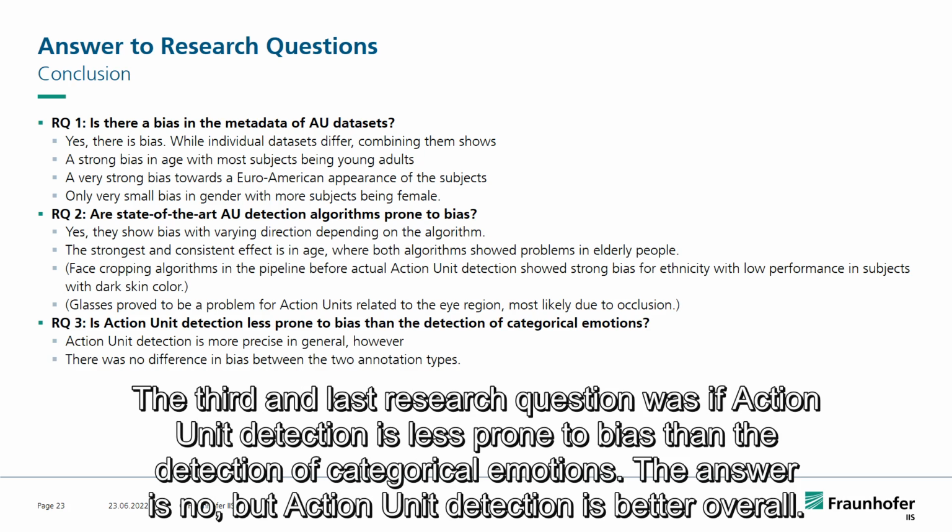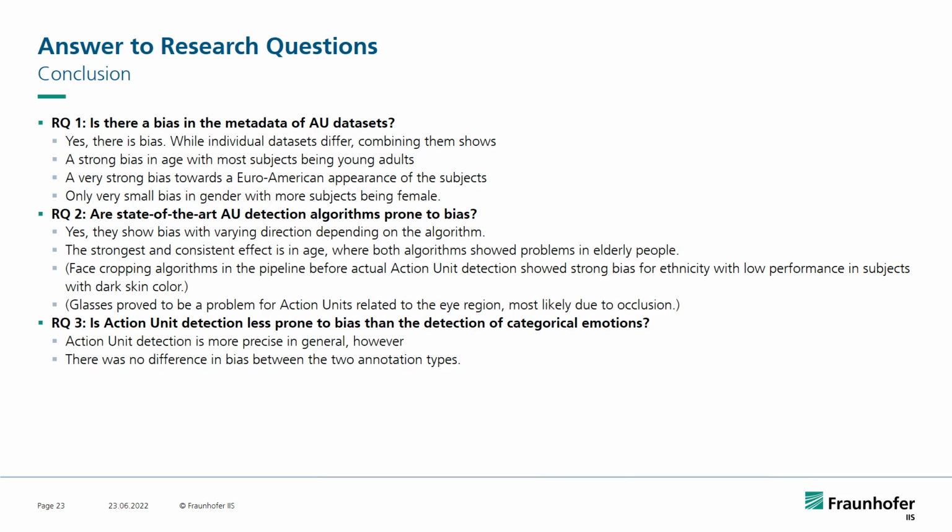The third and last research question was if action unit detection is less prone to bias than the detection of categorical emotions. The answer is no, but action unit detection is better overall.